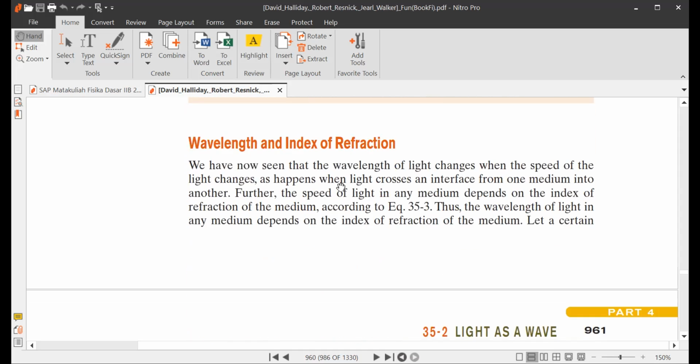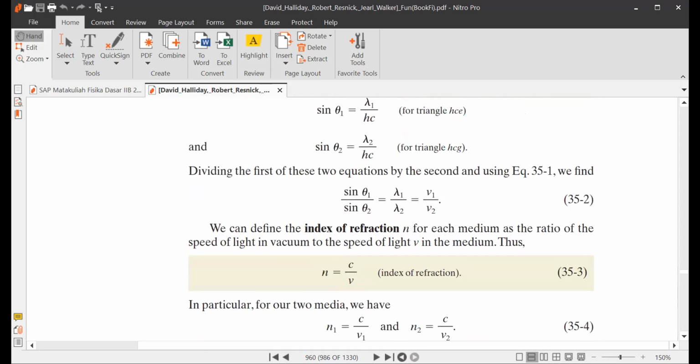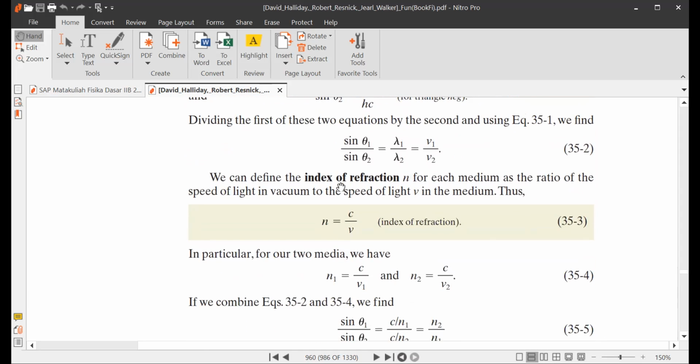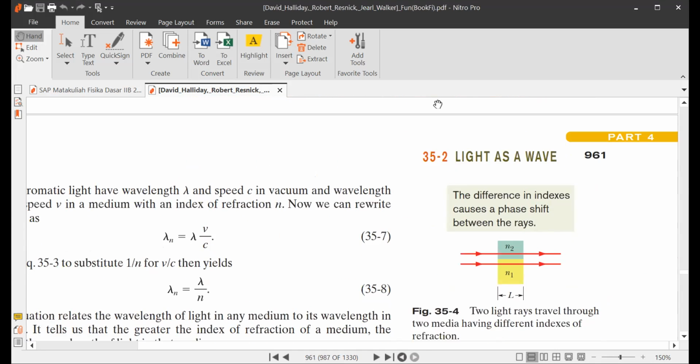Okay. Any question? Any question about this derivation? Anyone? Okay. Let's continue.